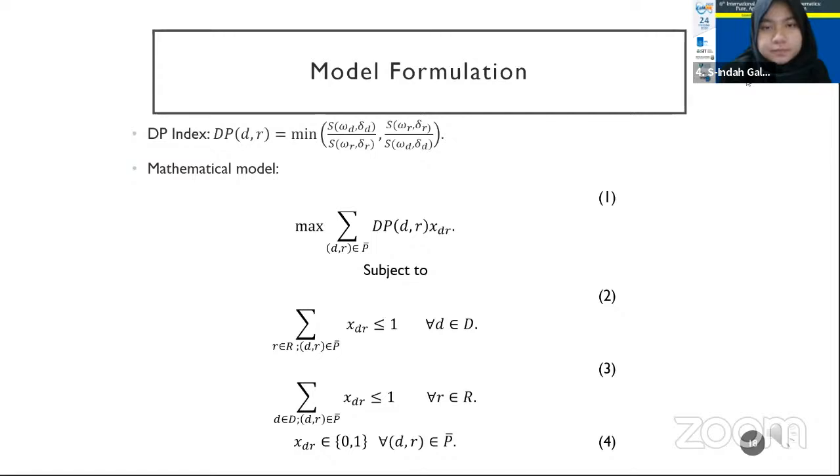Equation 1 describes the objective function, which is to maximize the sum of DP index. Equations 2 and 3 assure that the set of riders and drivers that are considered feasible matches are counted in only one optimal solution. Equation 4 is a binary variable that is equal to 1 if the driver-rider pair is matched, and 0 if the driver-rider pair is not matched.